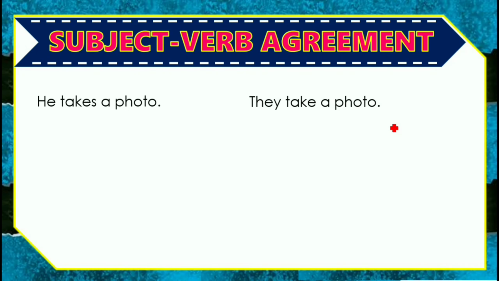Here are other examples. We have he takes a photo. He is our subject, and what is the number? It's singular. And takes is our verb, and of course we have added an s because our subject is singular. They take a photo. They is our subject. What is the number? It's plural. And take is our verb. So again, notice there is no s after take because our subject is plural.